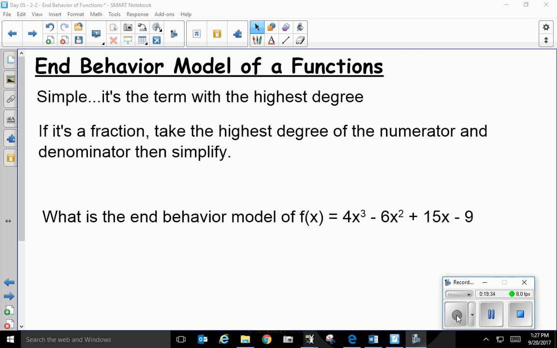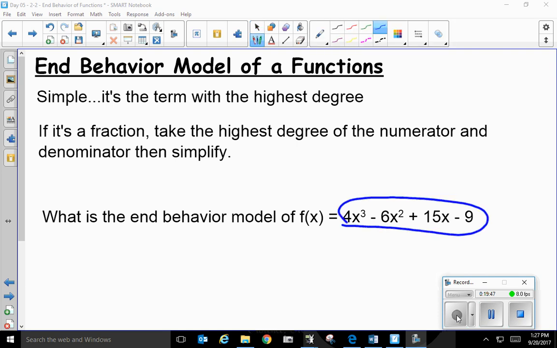what is the end behavior model of the function f of x, which is 4x cubed minus 6x squared plus 15x minus 9? Is this a fraction? No, so you don't have to do this one. You just have to do this top one. Take the term with the highest degree. What is it?